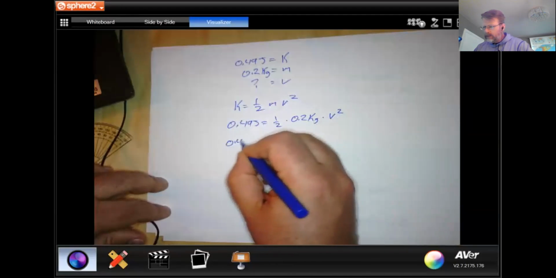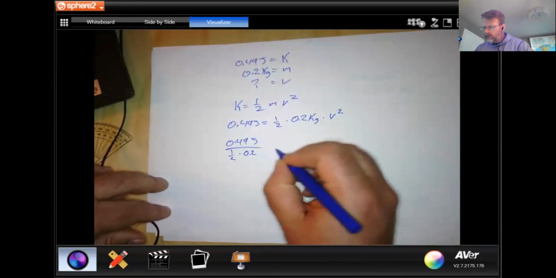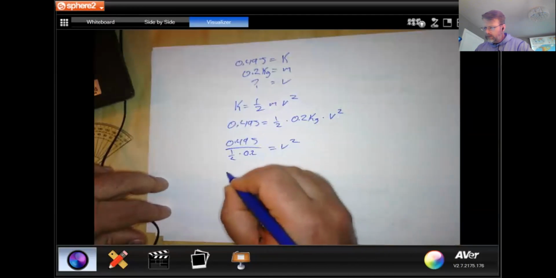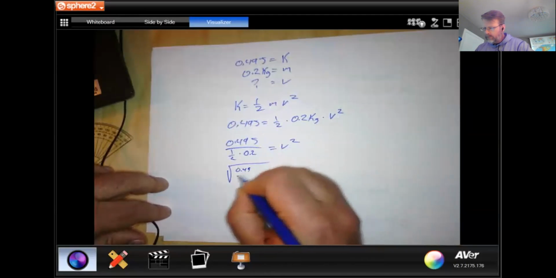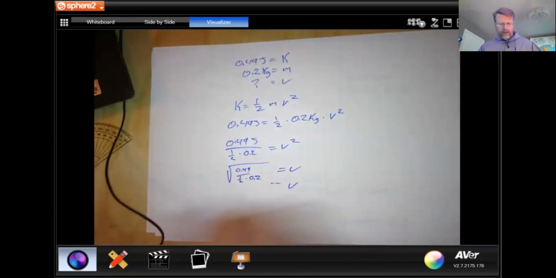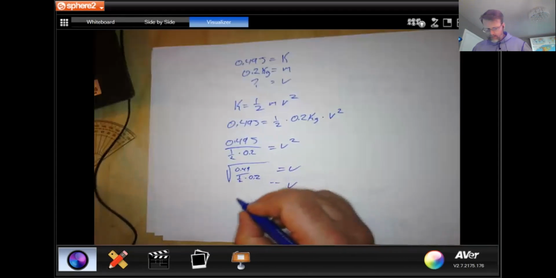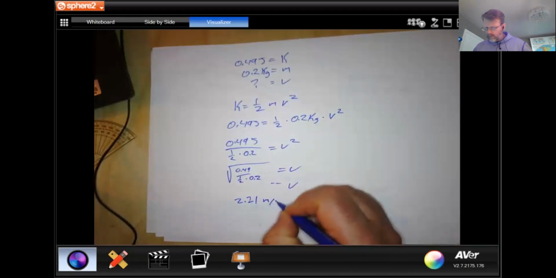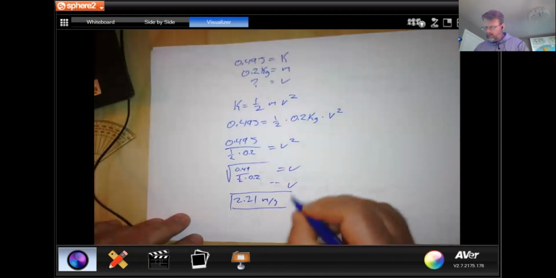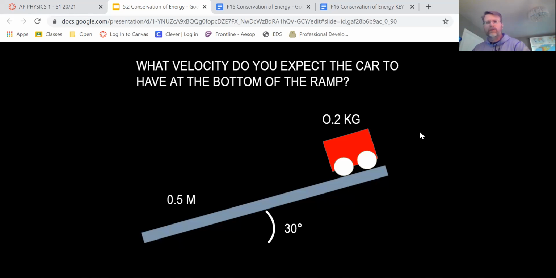So we're going to divide both sides by 1/2 times 0.2. Okay, we're going to take the square root of all of that. All right, and if I look up my calculator, I got 2.21. Okay, so that is my speed and velocity at the bottom of the ramp. So that answers the question of velocity at the bottom of the ramp.